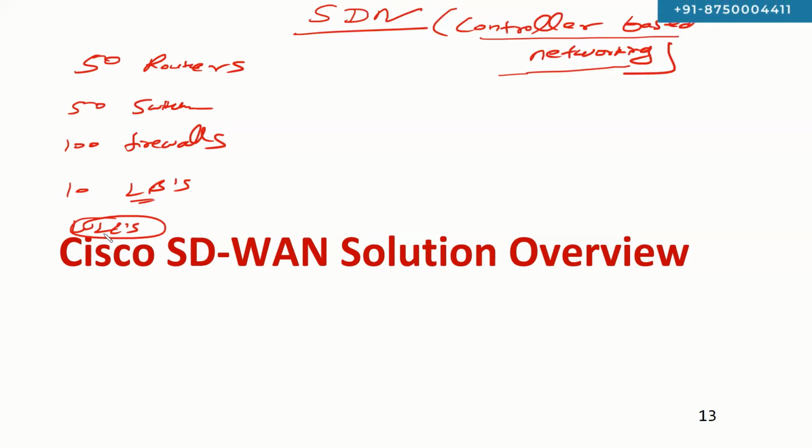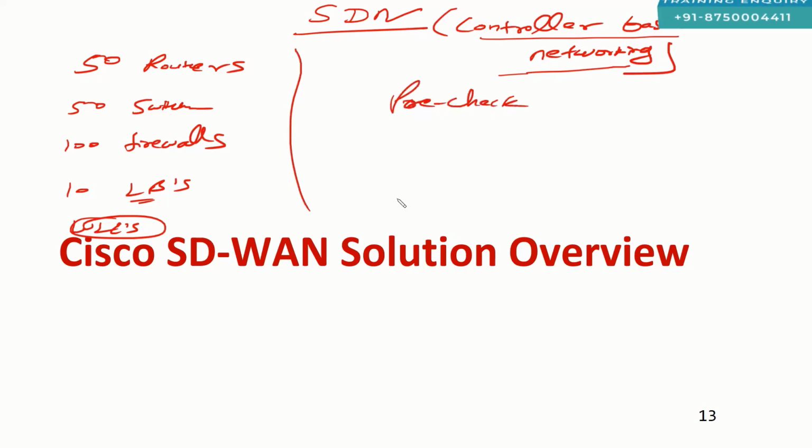Point is that if you're touching 50 routers or 50 switches or 100 firewalls during your change, like you have a change which has to be implemented on all 50 routers or 50 switches. So you know that there is a process of pre-check and post-check, right? Pre-check and then post-check.